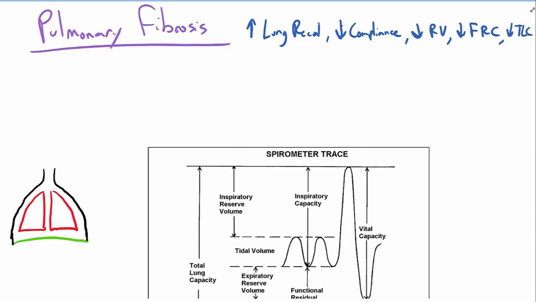So with pulmonary fibrosis, you have increased fibrin and collagen deposition in the lungs. Think of it this way. If you put your two hands together and put 5 rubber bands around your hands, right? That's a normal lung. With pulmonary fibrosis, it's like instead of 5, you're adding 3 more. So you'll have increased lung recoil.